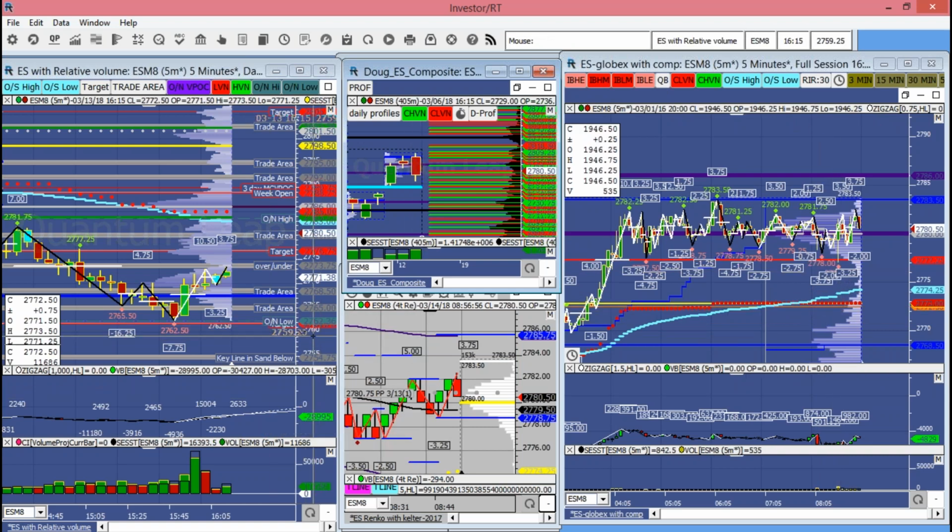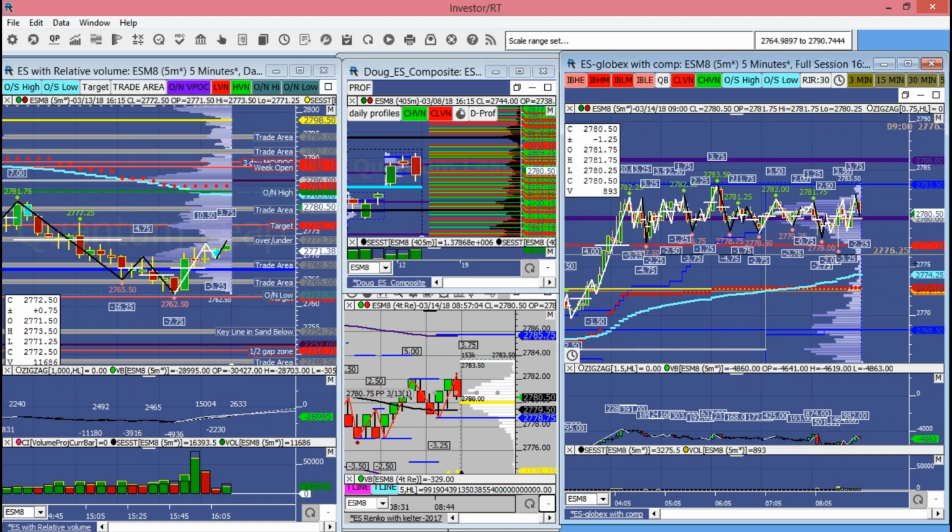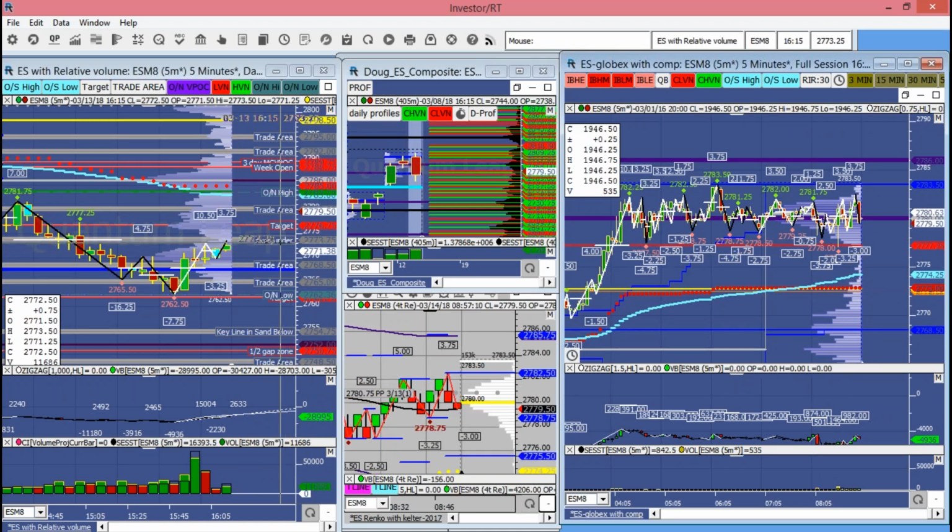I put all my levels in already. I'm watching 73.75. The LVN zone goes from the 77 down to the 73. So you see the 73.75 over under, and then the 2780 area, which is the overnight VPOC, is basically where I'm thinking we could get stuck today.